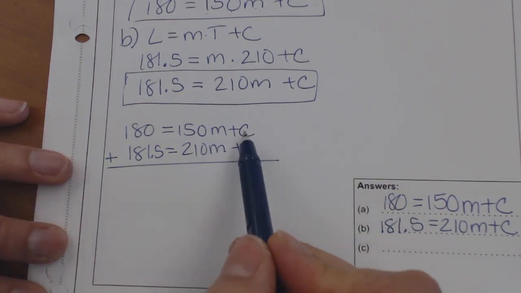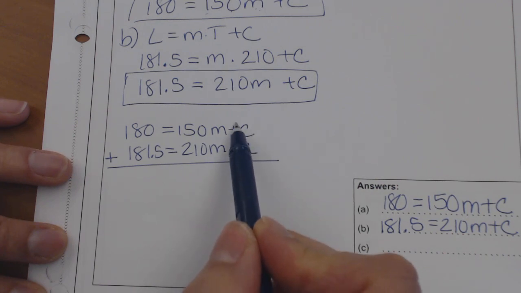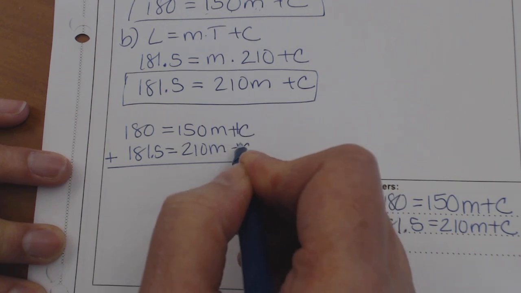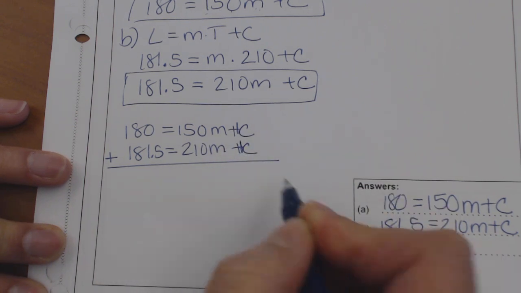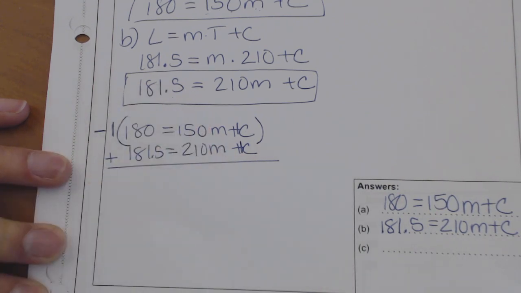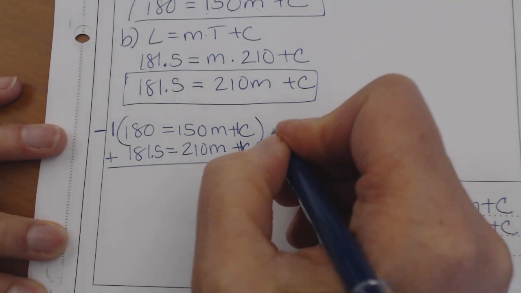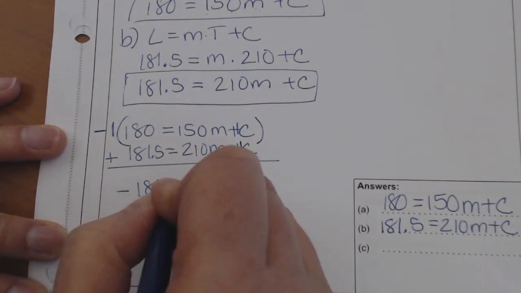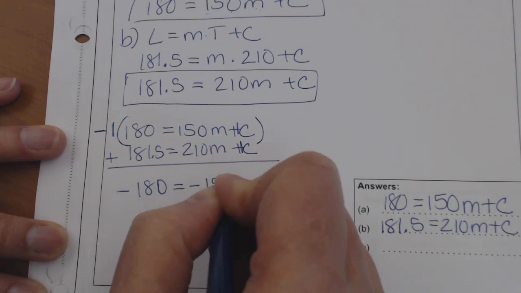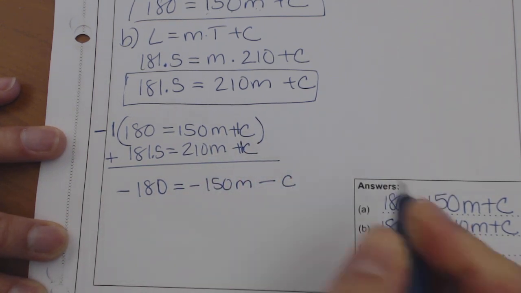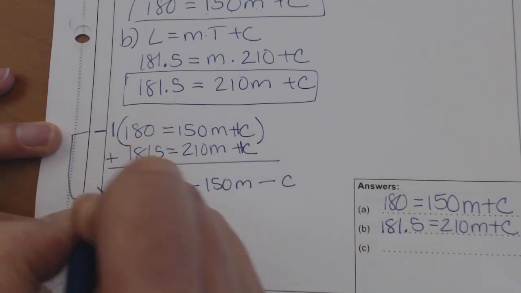So the variable that I would like to eliminate here is, I look to see, I'm going to eliminate these c's. Each one of these c's has a 1 in front. So I can eliminate this by multiplying my whole entire equation by a negative 1. So what's going to happen here is I'm going to get negative 180 equals negative 150m minus c. All I did was multiply that and bring it down.